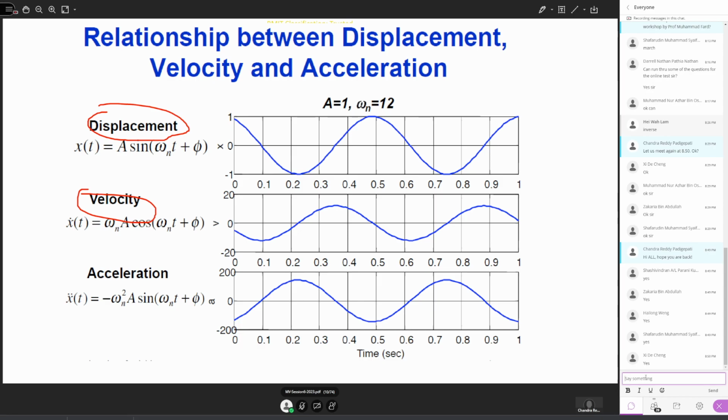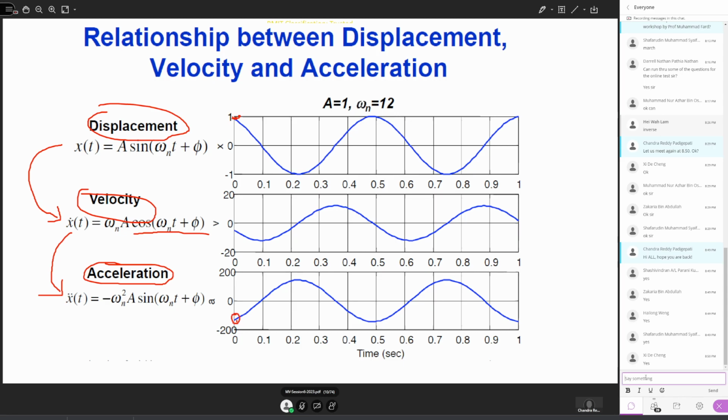Okay. So, when you write displacement as A sine omega t plus phi, the derivative of this gives you the velocity. So velocity will be omega n into A cos omega n t plus phi. Then the second derivative is like this. If you see in graphical format, when the displacement is maximum, the acceleration will be negative maximum. You can see the acceleration is negative maximum.